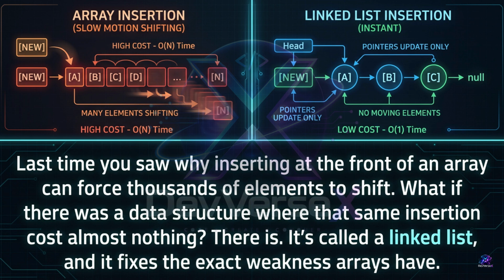Last time you saw why inserting at the front of an array can force thousands of elements to shift. What if there was a data structure where that same insertion cost almost nothing? There is. It's called a linked list, and it fixes the exact weakness arrays have.